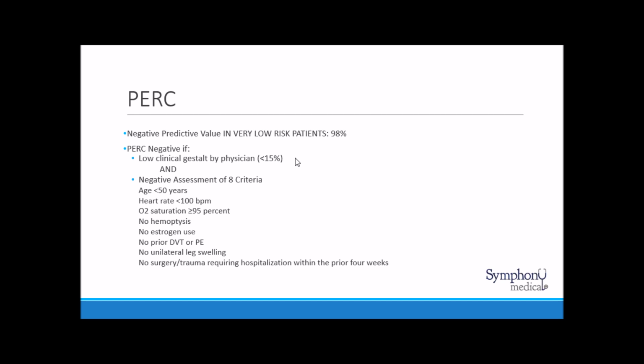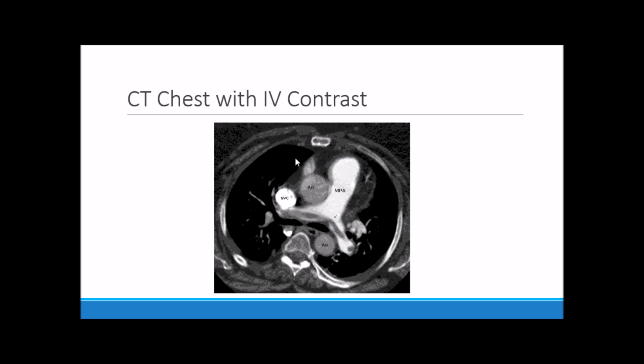So in a very low-risk patient, a negative PERC has a negative predictive value of 98%. It's fantastic. It's just as good as D-dimer. And it's no labs. Okay? Now remember, with PERC, you have to have a low clinical gestalt, and you have to have none of that stuff. Okay?